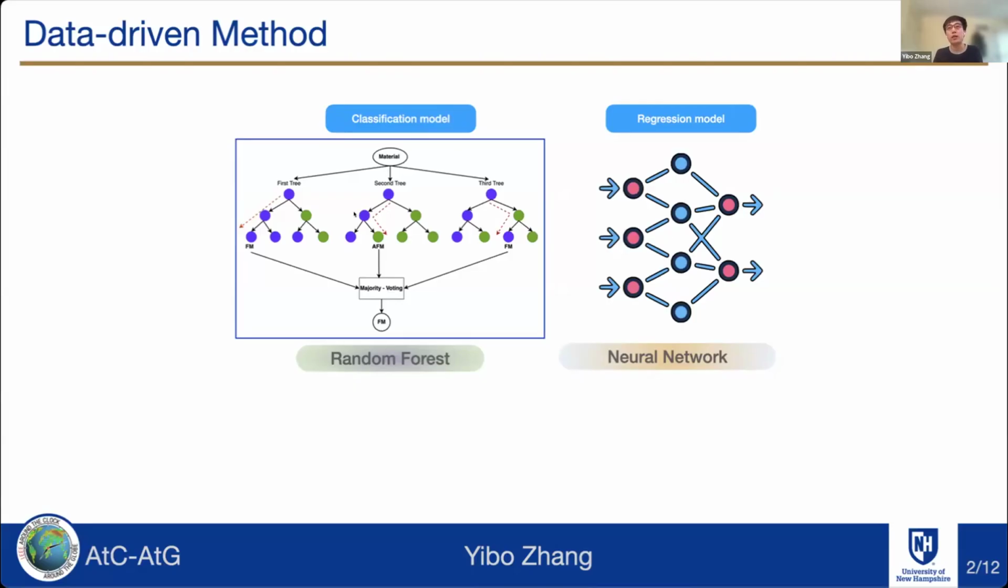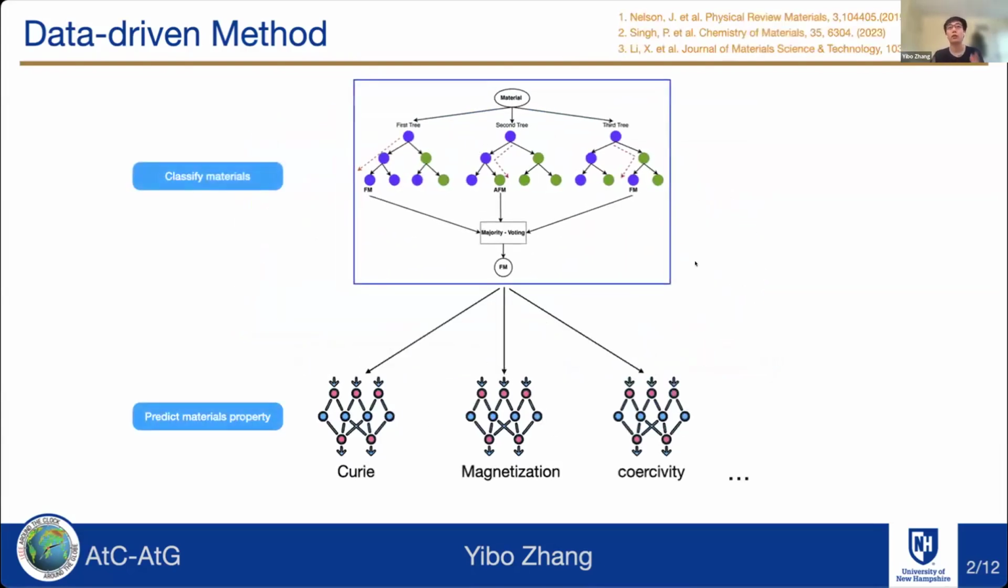The next step is the regression model. This model can predict a specific property like the Curie temperature. And here's an example to demo the workflow. Firstly, we have an unknown material, and the material will be passed to the classification model. For example, this is a ferromagnetic material, and it gives the answer. And then we give the material to the relevant regression models, like Curie temperature, magnetization, coercivity, so that we can predict this material with all the properties we care about. Yeah, this is the data-driven method.